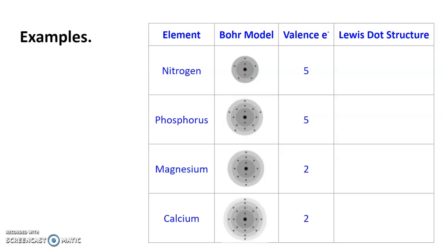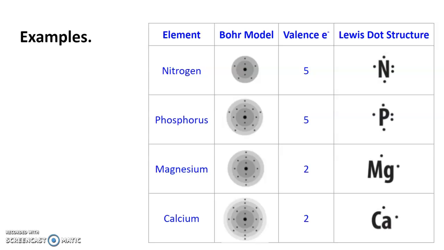We will look at 2 nonmetals and 2 metals just for the sake of comparison. So we have nitrogen and phosphorus. They each have 5 valence electrons. And you can see that their Bohr models look different because phosphorus has an extra energy level in it because it's a bigger atom. And then we have magnesium and calcium, same thing. They both have 2 valence electrons, but calcium has an extra row of energy levels because it has more protons and so it has more electrons.